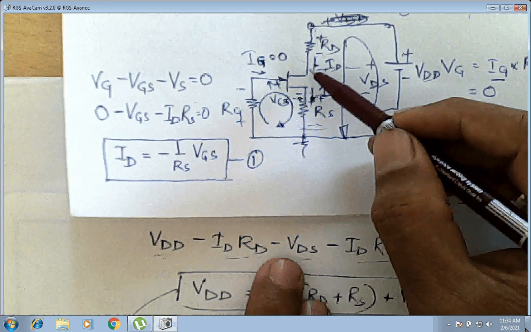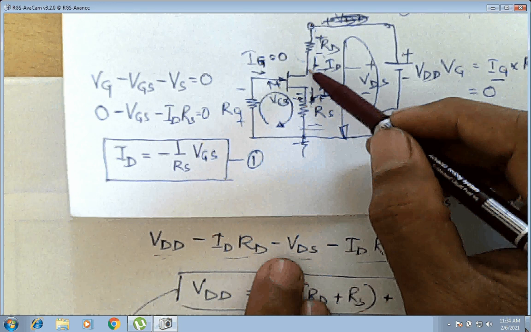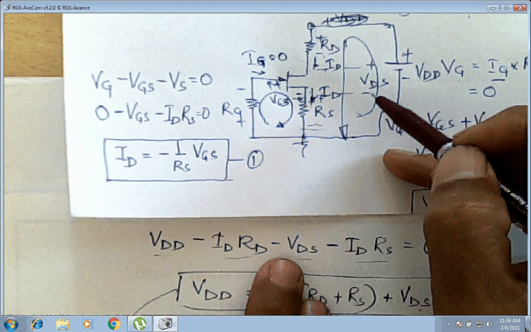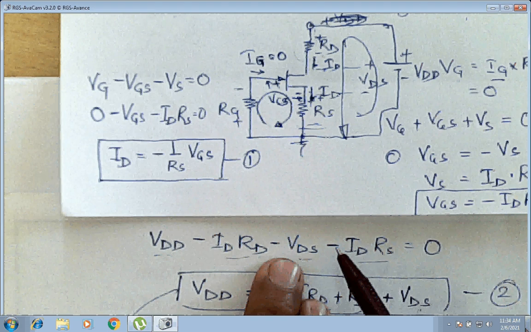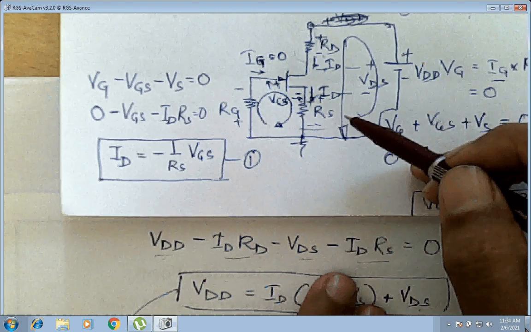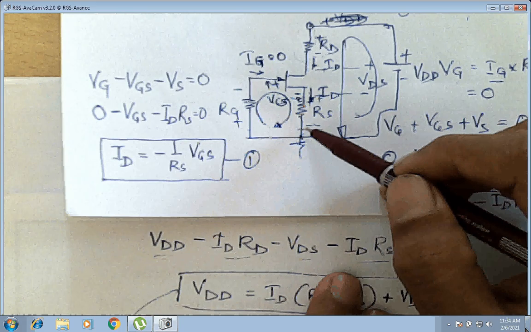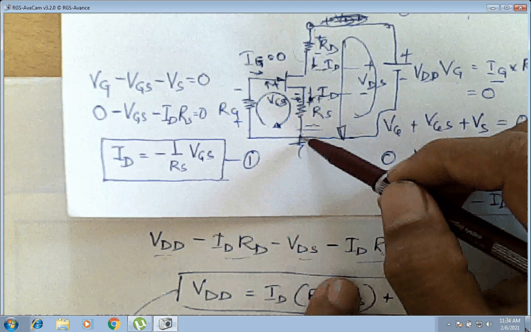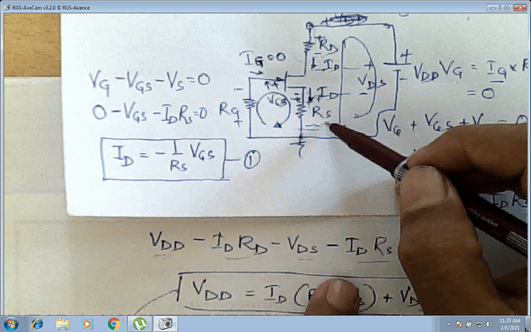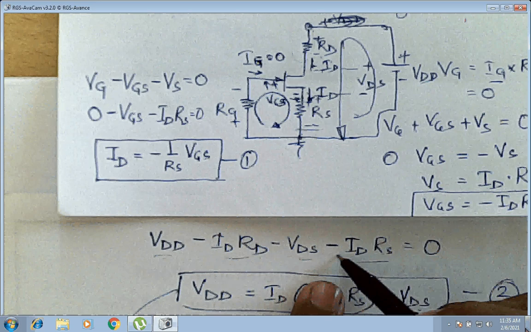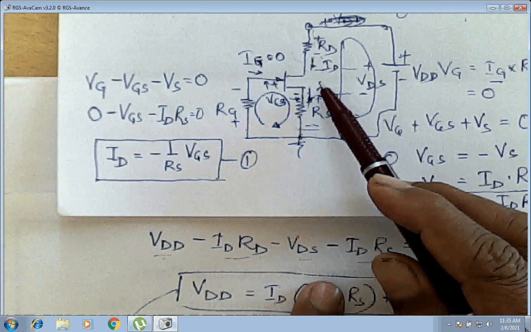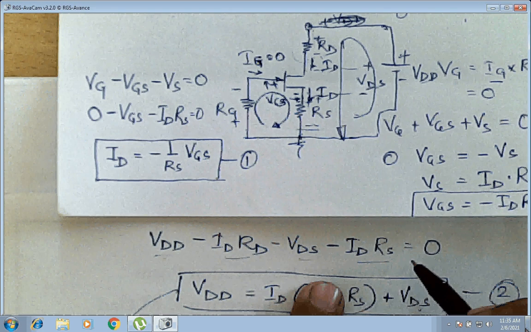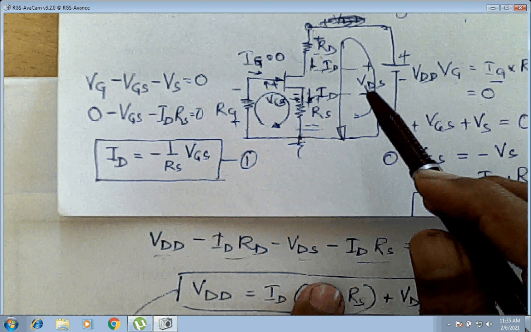Third component is VDS. Again, VDS is always shown as the voltage between drain and source. So plus here, minus here, and that is VDS. So minus VDS. Fourth component is the voltage across VS, which is source terminal and ground. We had already taken that, which is equal to ID into RS, and that too again with a minus sign, because positive at the top, ID is flowing from top to bottom, so positive here, negative here. So minus ID into RS is equal to 0. This is the complete equation for the output part.